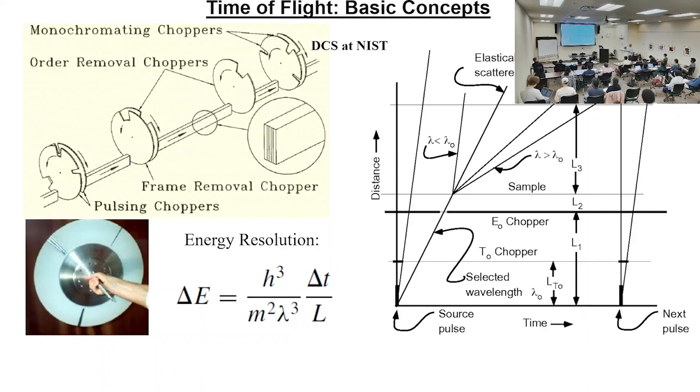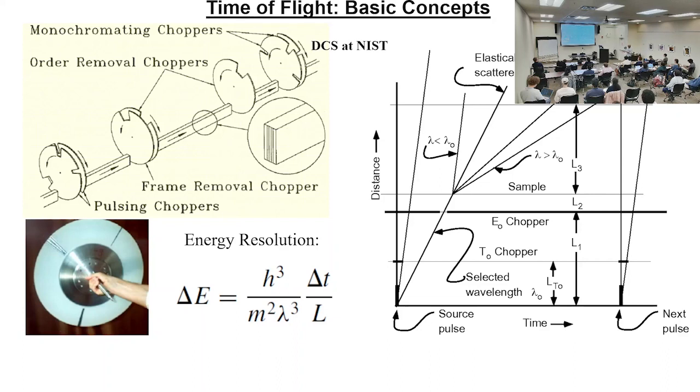So this is the actual time of flight. This is distance and this is time. Neutron leaves from here, then goes through a bunch of pulsing choppers and whatnot, and finally here you have monochromatic choppers. After this point, we have a highly monochromatized neutron beam, right? Then it goes and hits the sample here. Now, if there is no exchange of energies between neutron and your sample, then this neutron will scatter elastically and it will be detected by detectors here, right?